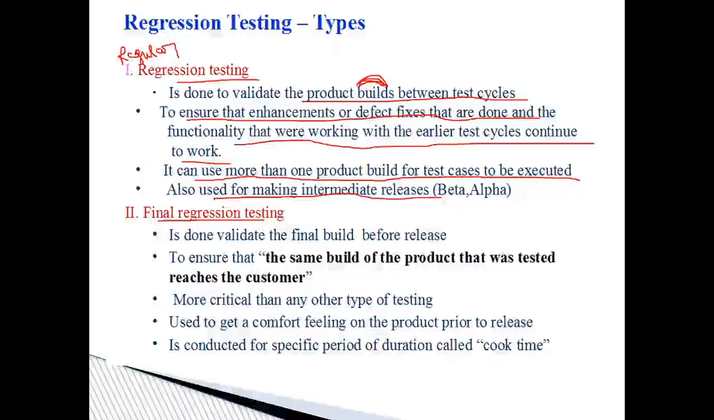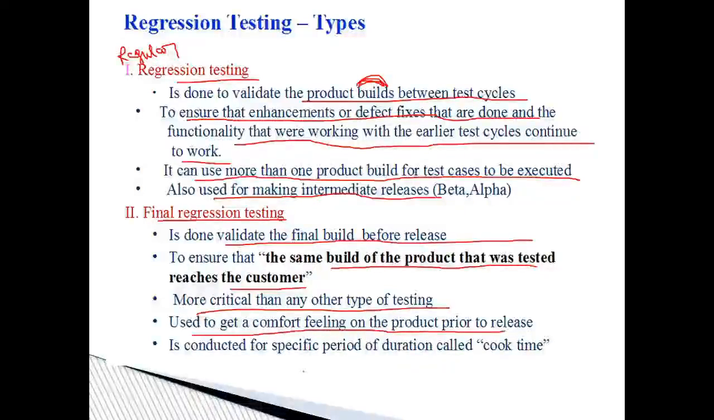Next is final regression testing. It is done to validate the final build before release. In this, all builds will be tested in the final build to ensure that the same build of the product that was tested reaches the customer. It is more critical than any other type of testing, and is used to get a comfort feeling on the product prior to release. It's conducted for a specific period of time, called cook time. So before releasing the product in the market, all builds will be tested once more and then it will be released.